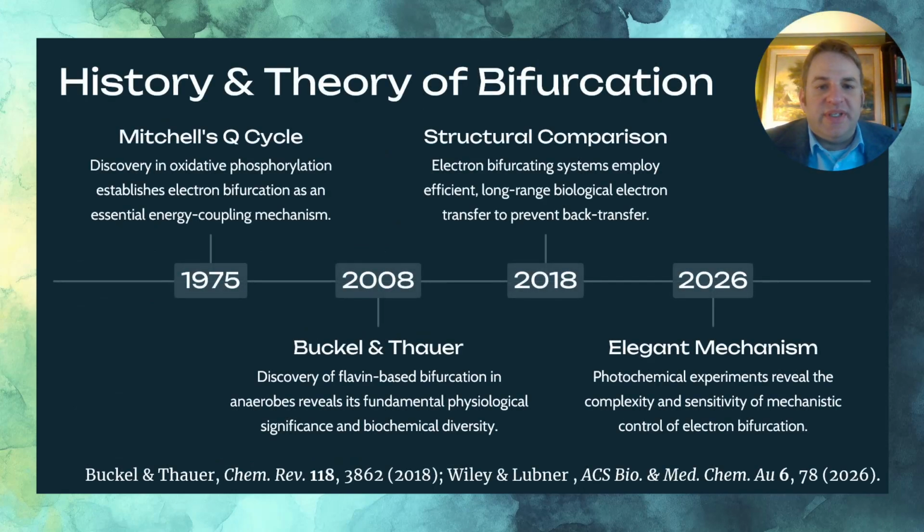So if we look at the history and the theory of bifurcation, Peter Mitchell's Q cycle came with the discovery of electron bifurcation during oxidative phosphorylation as an essential energy coupling mechanism. That was in the 1970s. Now, by 2008, Buckel and Thauer had discovered flavin-based bifurcation. Flavin had not been considered a bifurcating cofactor previously. They discovered this in anaerobes, and this revealed the fundamental physiological significance and biochemical diversity of bifurcating mechanisms.